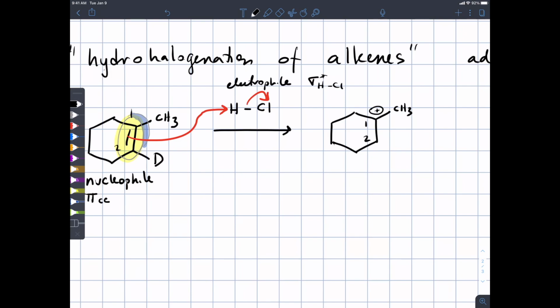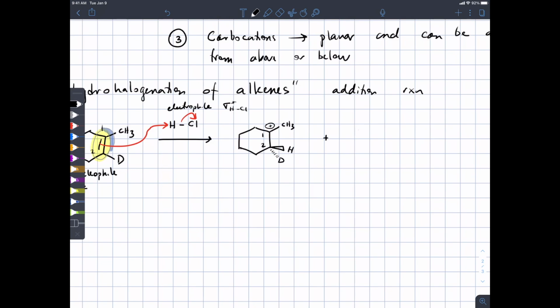Now, the pi bond could have attacked either from the top face or the bottom face. If it attacked from the top face, the hydrogen would be coming out towards us, and the deuterium would now be back into the page. In contrast, if hydrogen were attacked from on the bottom face of our alkene, the hydrogen would be below the page and the deuterium would be above the page. All right? You get both of those stereochemical possibilities.